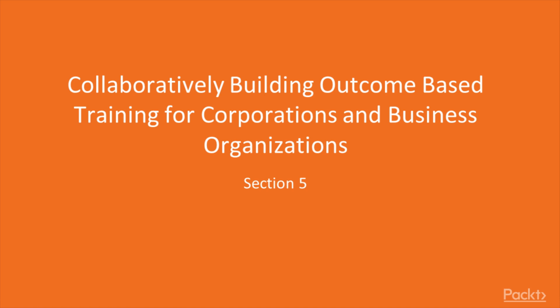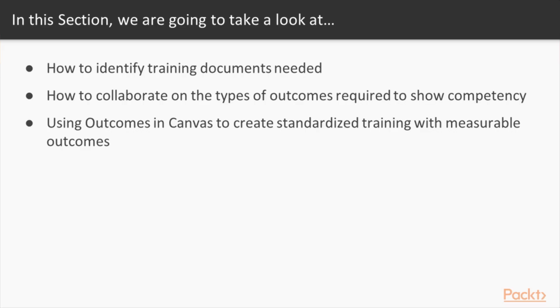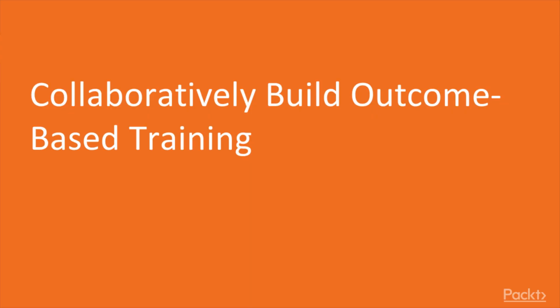We will talk about how to collaboratively build outcome-based training. So in this section, we're going to take a look at how to identify training documents needed, how to collaborate on the types of outcomes required to show competency, and also using outcomes in Canvas to create a standardized training unit with measurable outcomes. So let's learn how to use the outcomes feature in Canvas.